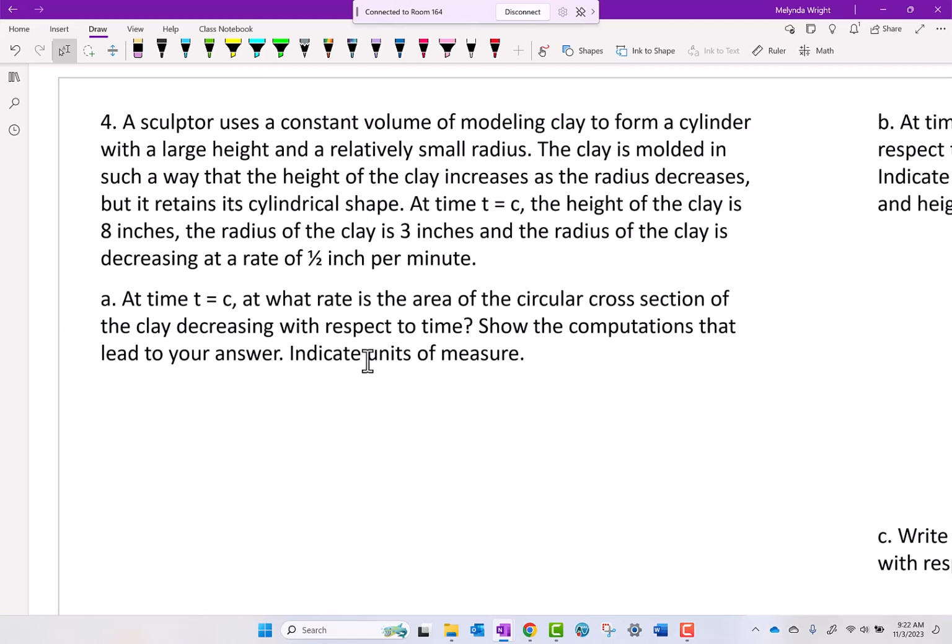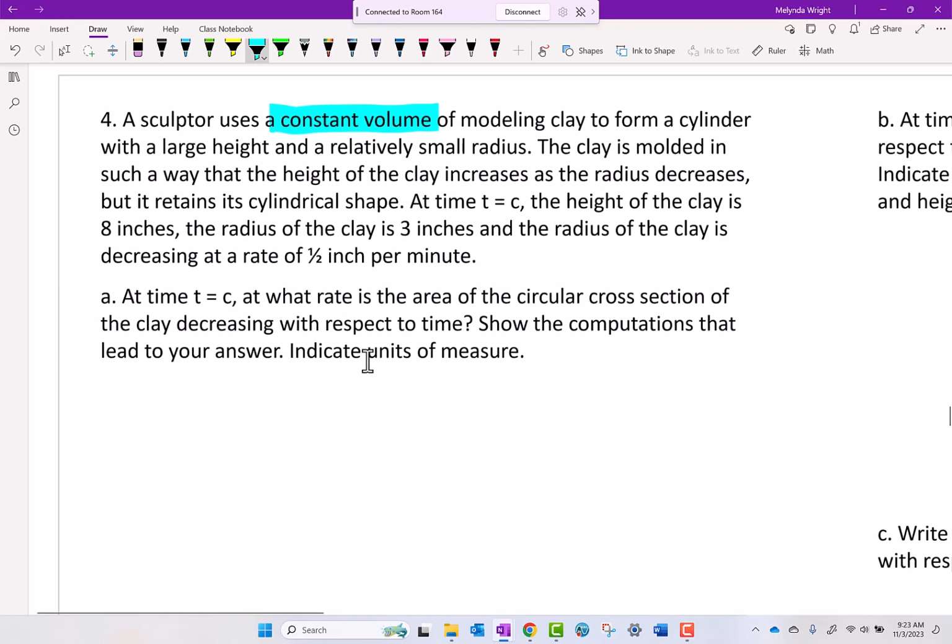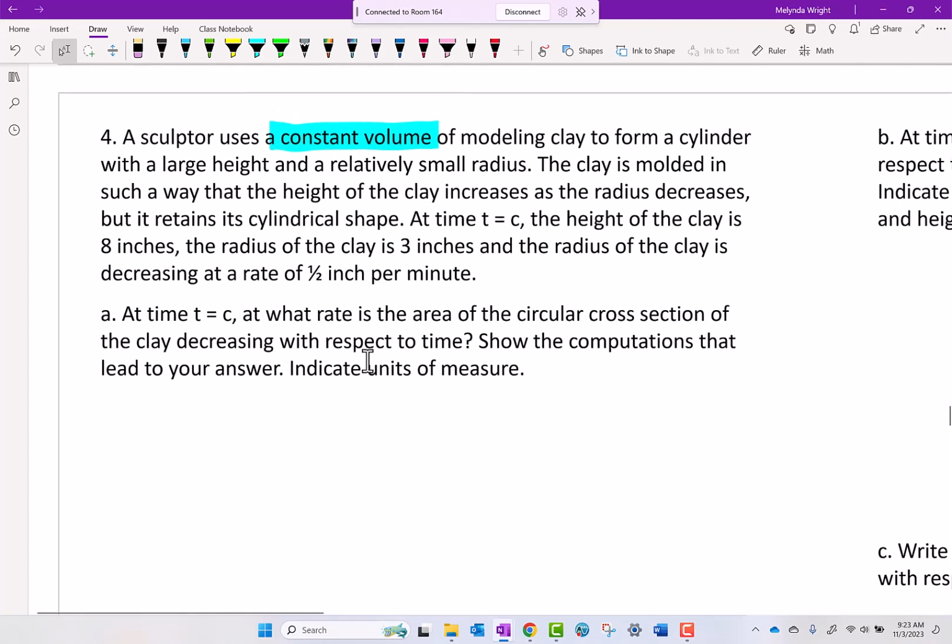This is going to play out. This phrase right here, constant volume, though it seems like, oh yeah, okay, fine, constant volume. No, this is going to impact what we do. So we should notice that, like circle it, outline it. The volume is constant of modeling clay to form a cylinder with a large height and relatively small radius.